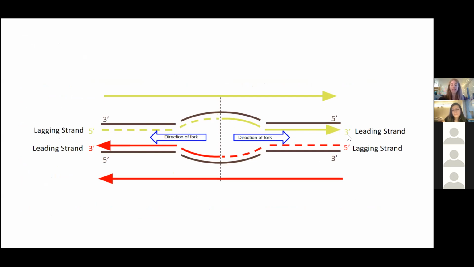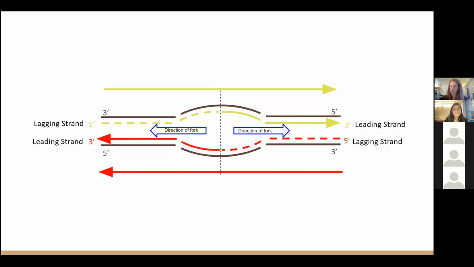Now, for the entire DNA, if we have another origin over here, going to the right for the green side of the DNA will always be the leading strand, and going to the left will always be the lagging strand, because for the entirety of the DNA, the directionality of this side, 3 to 5, never changes. So if we had a replication fork here, going to the right we have a leading strand, and going to the left we always have a lagging strand.